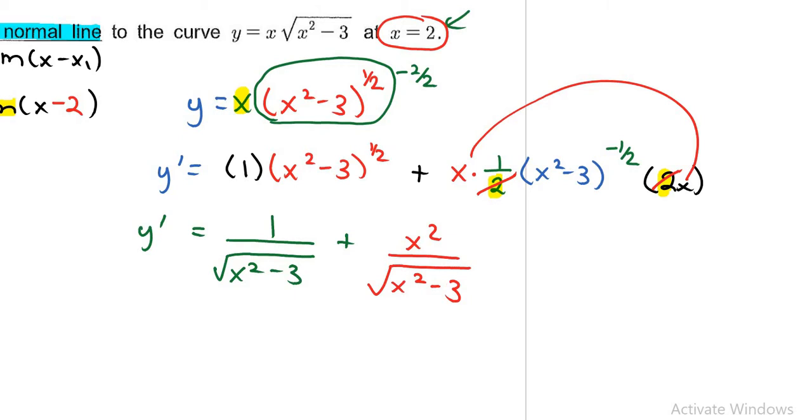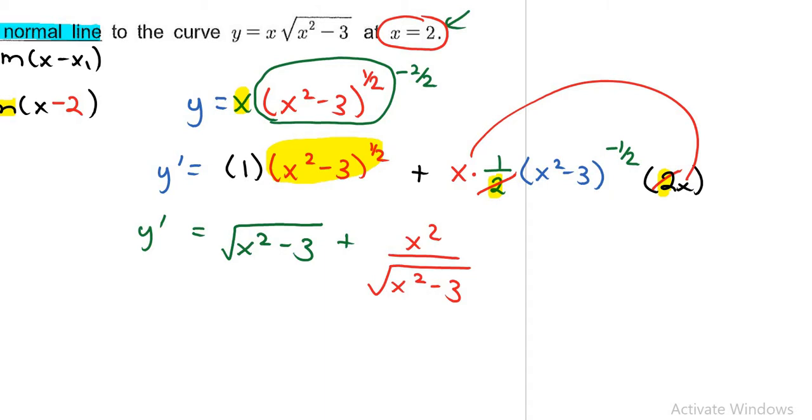Actually, I realized that I made a mistake here. I apologize. Sorry, I thought this was supposed to be x to the power negative 1/2, but it's actually just a 1/2. So sorry about that. I'm going to erase this now. This is going to be the square root of x squared minus 3. Okay, so sorry about that small mistake there.